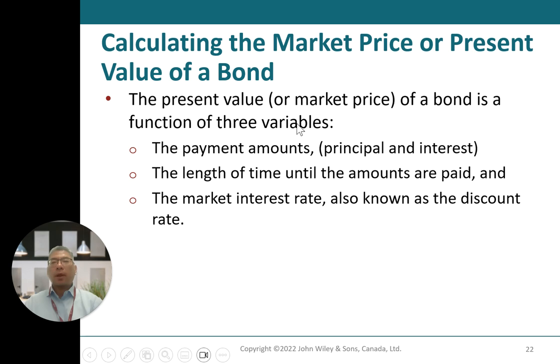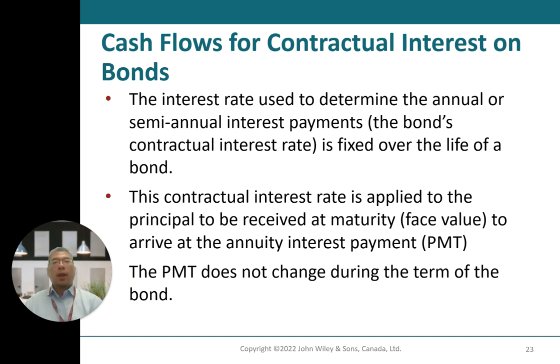What are the 3 variables? The payment amount, which is principal and interest, the length of time until the amount is paid, and the market interest rate, which is also known as a discount rate.